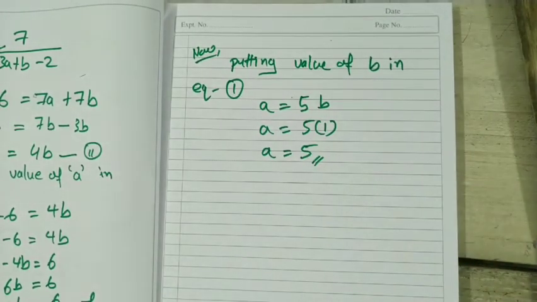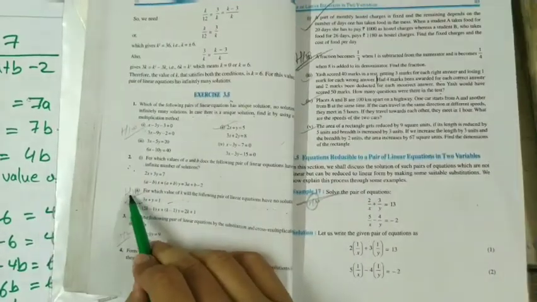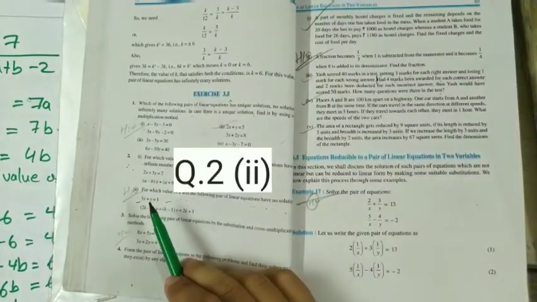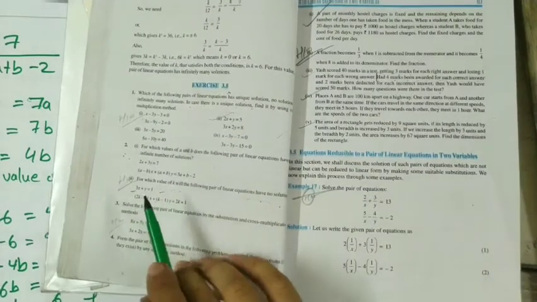Okay. So hope you all have understood this question. Very easy question, right? Now what we'll do? We'll do question number 2, Roman number 2. Okay. So first we are going to read the question. This question is also a very important question.